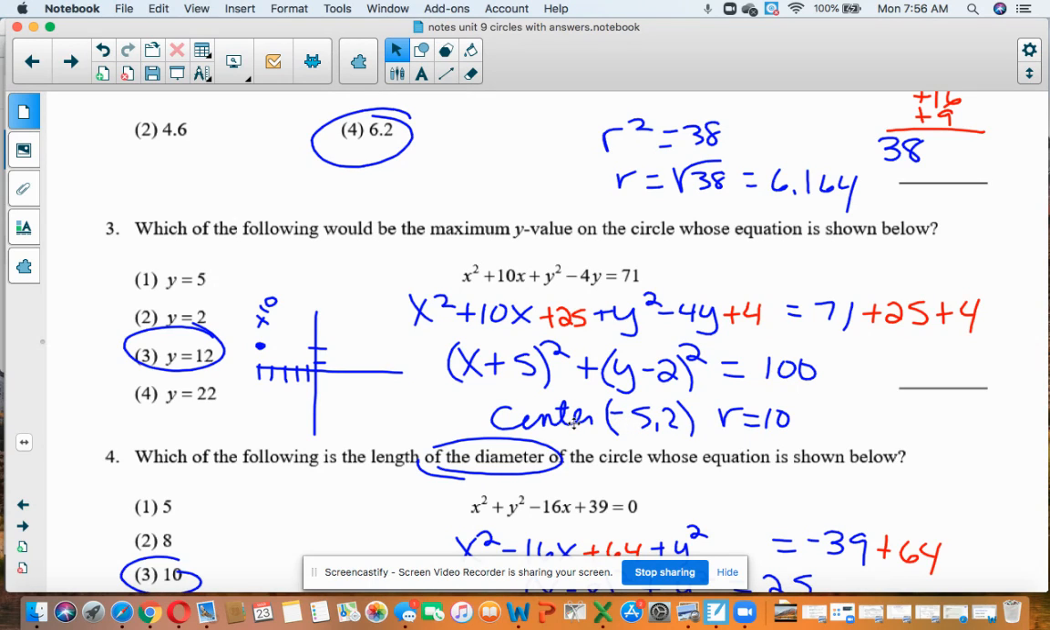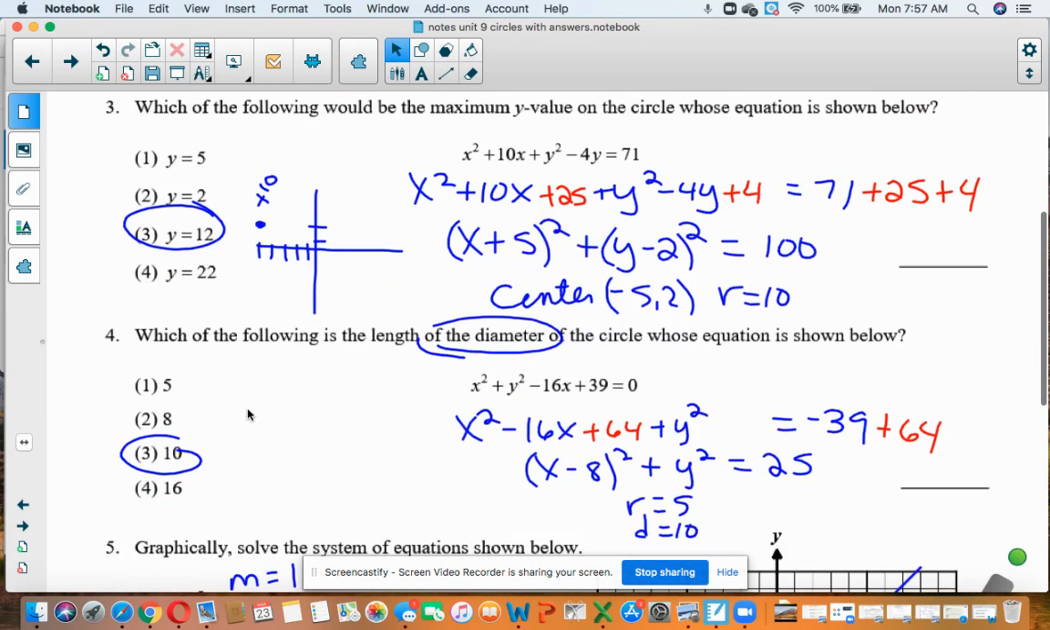So I'm sort of doing a pretend graph. My center is negative 5, 2. My radius is 10. I drew a little sketch here. I put a point at negative 5, 2. And then remember, when I'm graphing this, my radius is 10, so I go 10 to the right, 10 up, 10 to the left, 10 down. This question wanted to know, what is the maximum y value? Well, if my center is right here at negative 5, 2, and I have a radius of 10, I'm going to go up 10. My maximum y value is y equals 12.